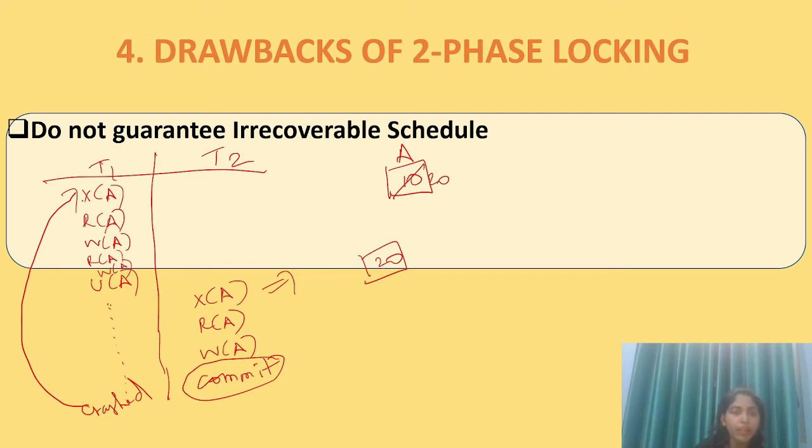Now here what will happen? Initially the value was 10. So when it crashes and rolls back, T1's recovered value will be 10. But since T1 had changed it and that value was used by T2, T2 also has to be rolled back. But T2 you won't be able to roll back because it is committed. So now inconsistency will occur.